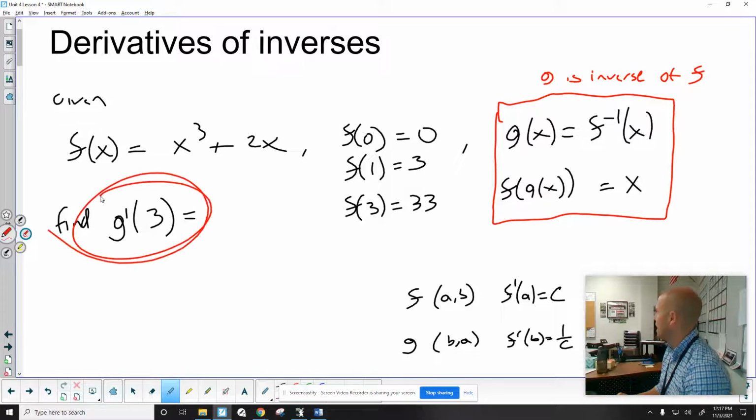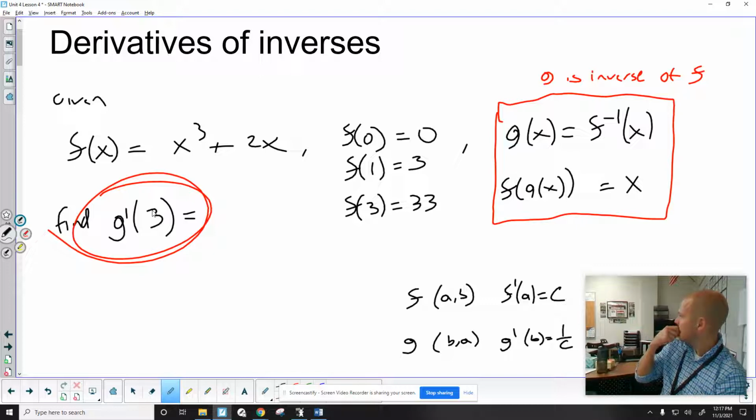So let's find g prime of 3. Whoa, sorry, that's a g. My bad. It's a g, obviously. We're talking about g, okay? So let's find g prime of 3. Go. Some of you already done.